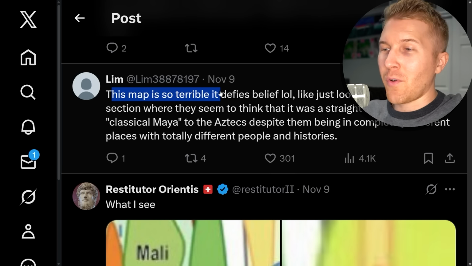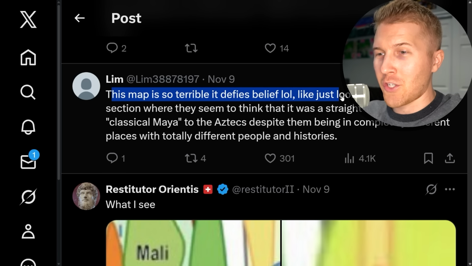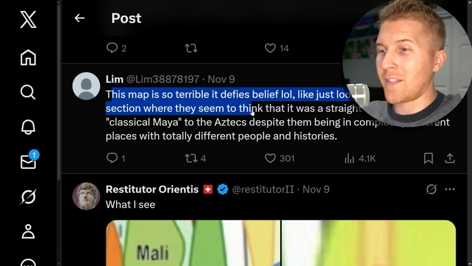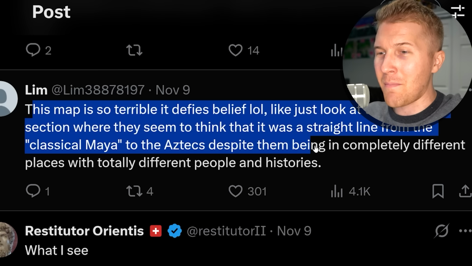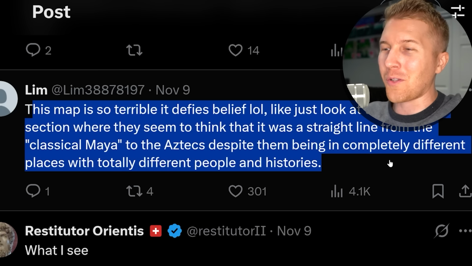This map is so terrible. It defies belief, lol. Like, just look at the America section where they seem to think that it was a straight line from the classical Maya to the Aztec, despite them being in completely different places with totally different people and histories. I think this map also insinuates that just because you have a lot of land means you have a lot of power, and that's not always the case. There's definitely really small nations that certainly have a lot of power too.